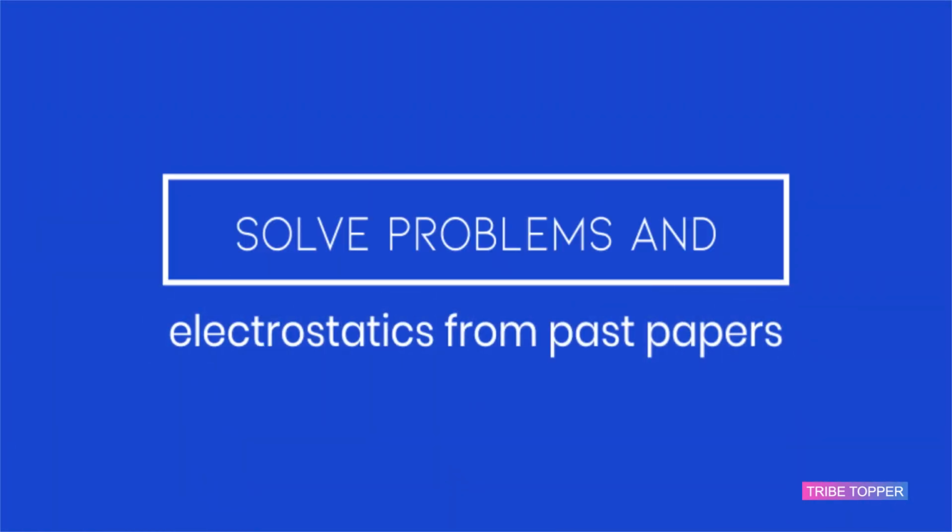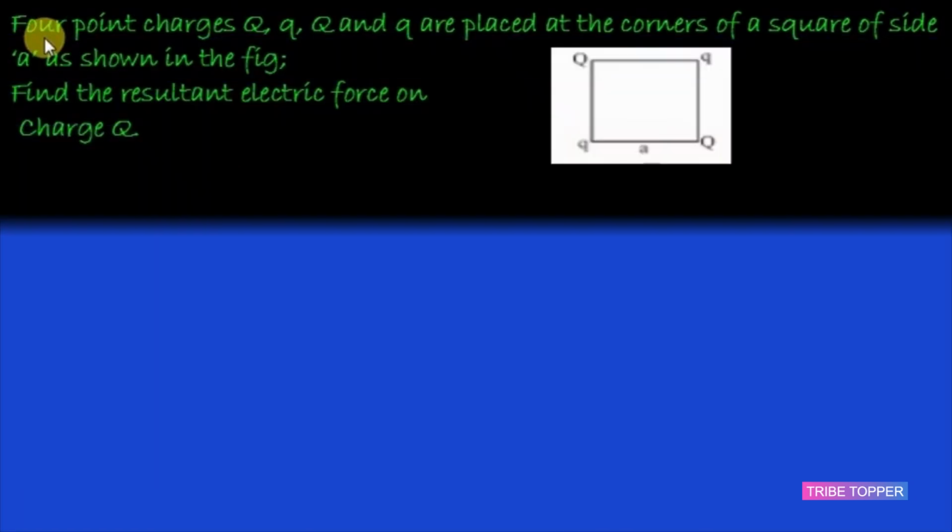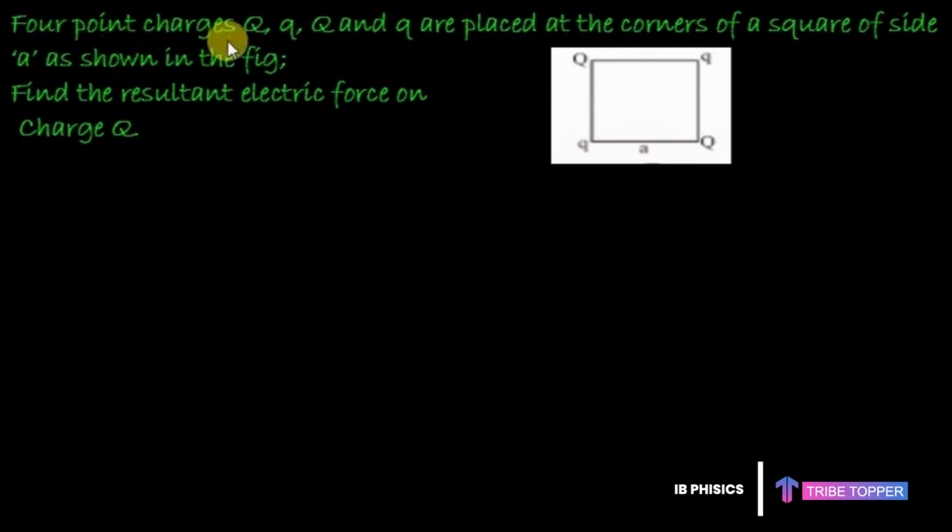You're watching this video on solving problems in electrostatics from the past papers. So here a question reads: four point charges, capital Q, small q, another capital Q and small q, are placed at the corners of a square of side a, as shown in the figure. So here we have Q, q, Q and q, and the side of the square is a. Find the resultant electric force acting on the charge capital Q.